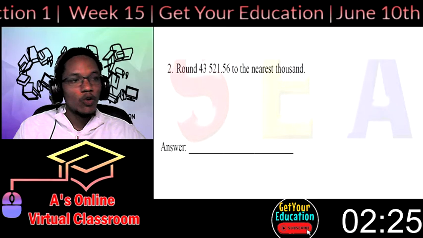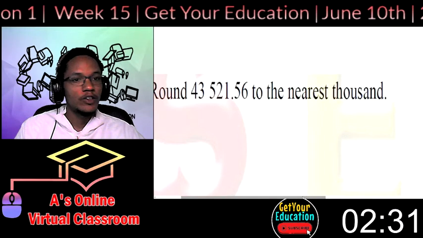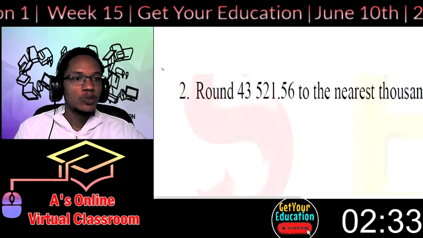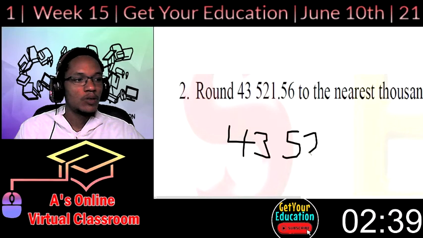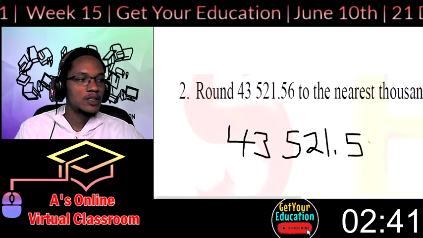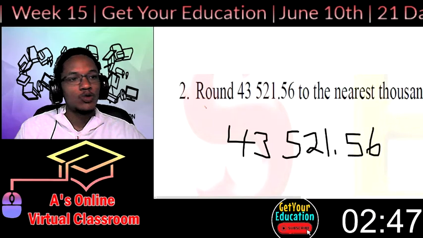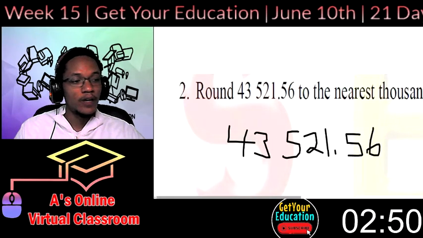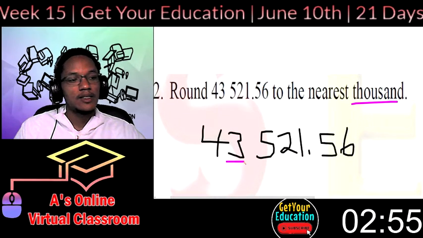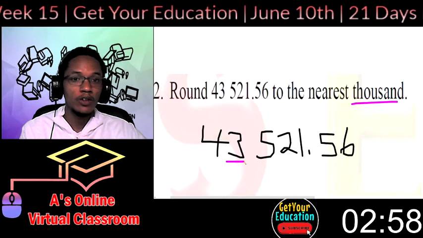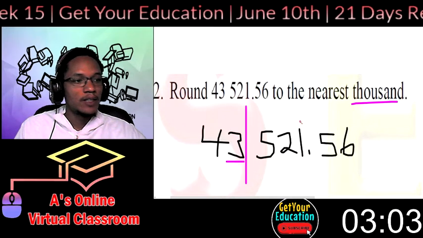Number 2, round 43,521.56 to the nearest thousand. Alright, so we have the number 43,521.56, and they want us to round it off to the nearest thousand. When we are rounding off, the first thing we have to do is find the place value that they want us to round off to, and in this case that is the 3, because this is 43,000, so this is 3,000. Draw a line, and what I do is I examine the number after the line.